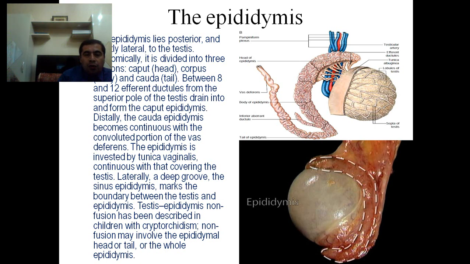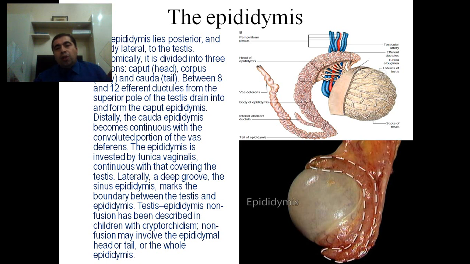Laterally, a groove, the sinus epididymis, is here, marking the boundary between the testis and epididymis. Example here and in this place. And in this picture, this place is enlarged for observation of the efferent ductules. Testis epididymis non-fusion has been described in children with cryptorchidism. Non-fusion may involve the epididymal head or tail or the whole epididymis.